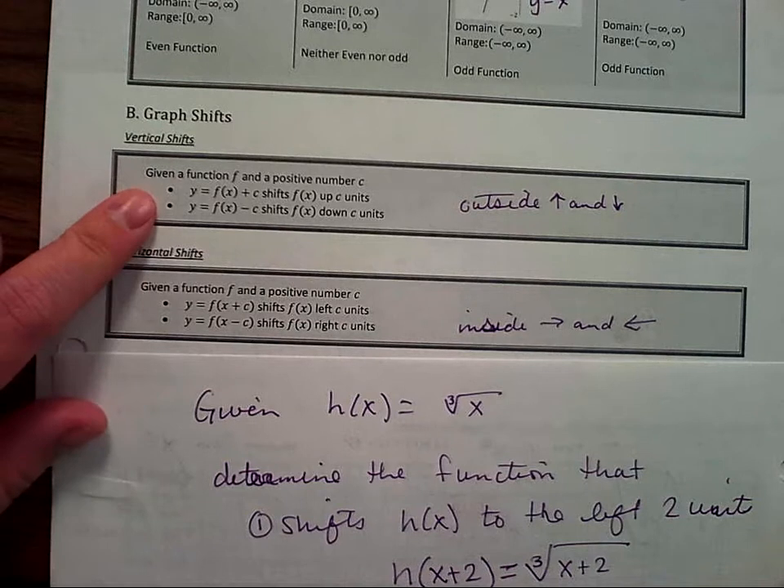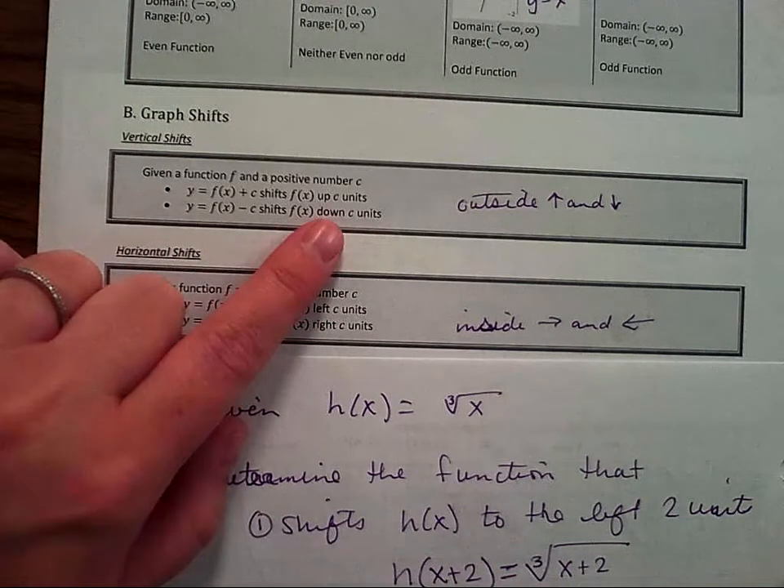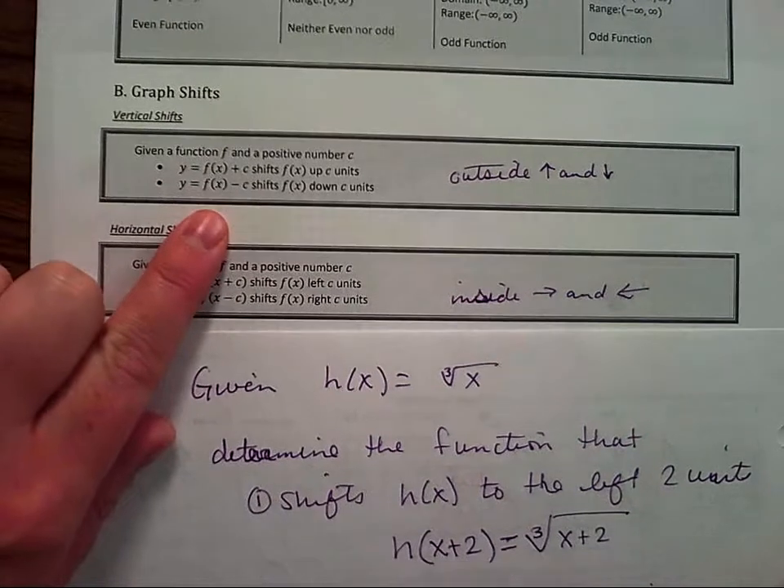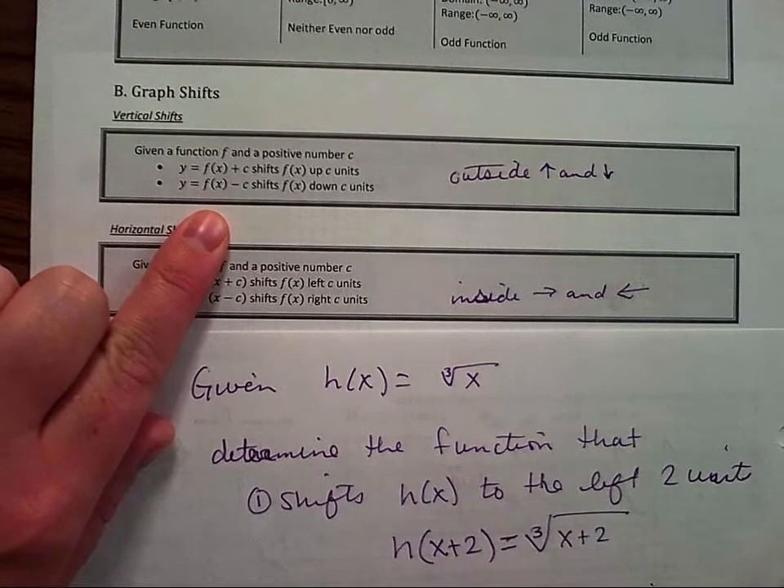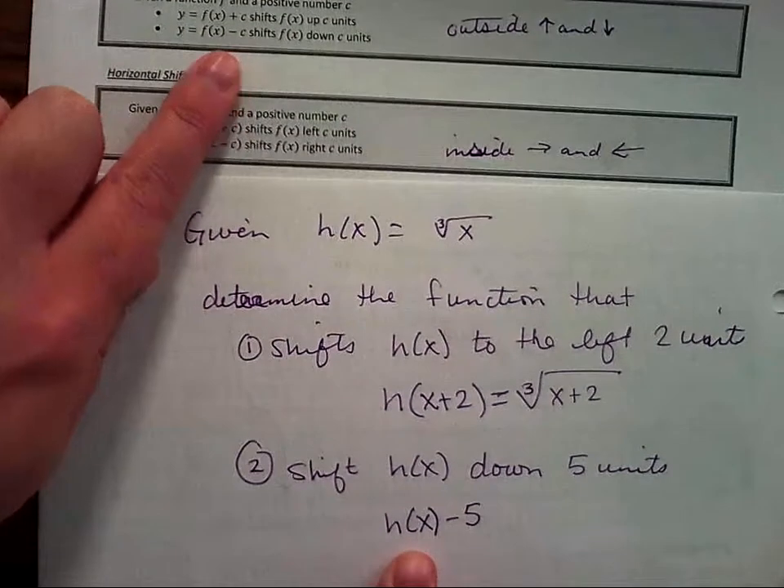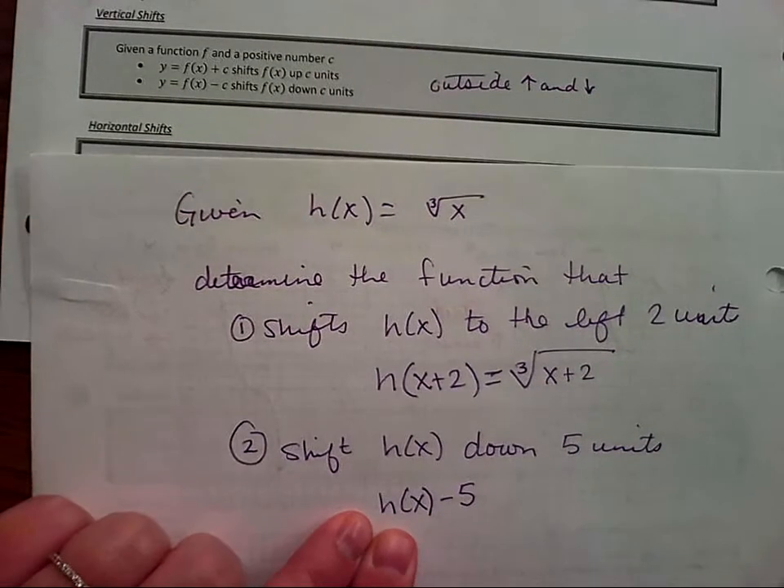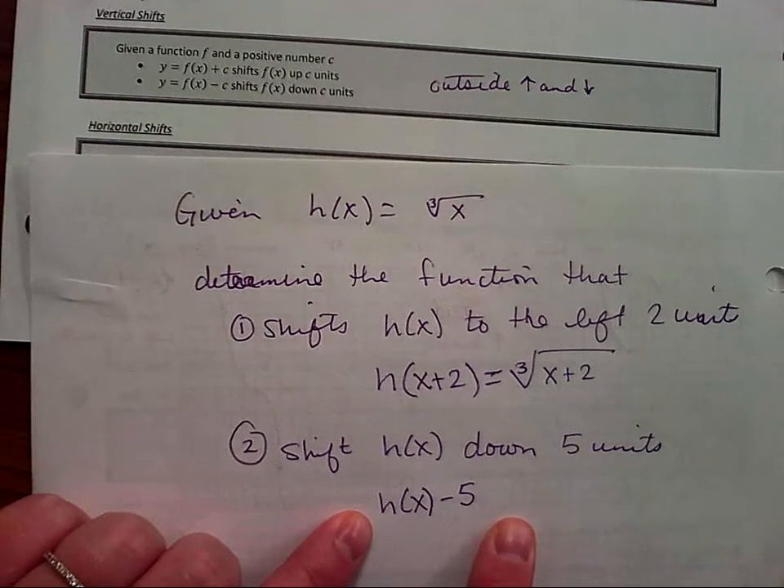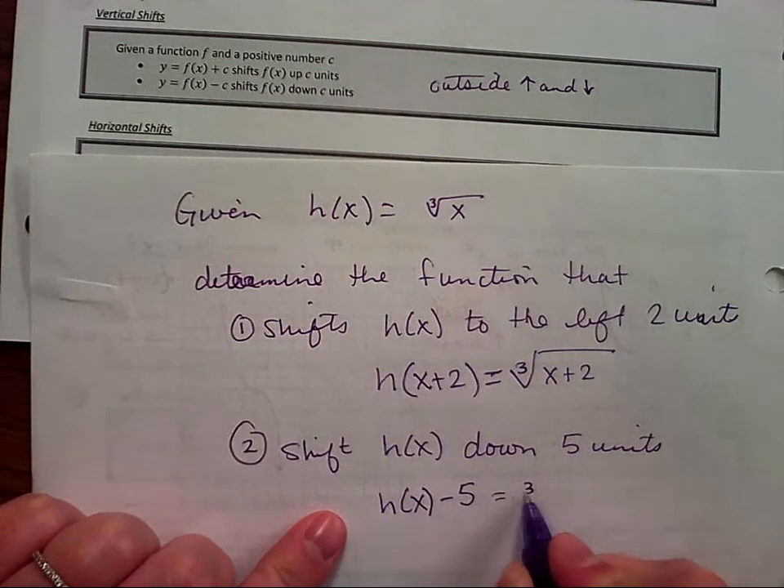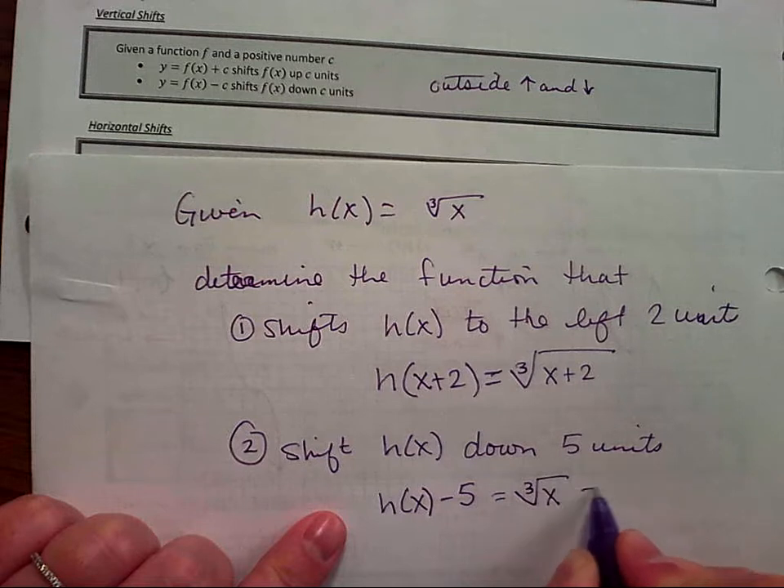So down c units, I want to go down 5 units, so it needs to look like this. So I have h of x minus 5. Now I just need to write what h of x is and subtract 5 from it. So h of x is the cube root of x, minus 5.